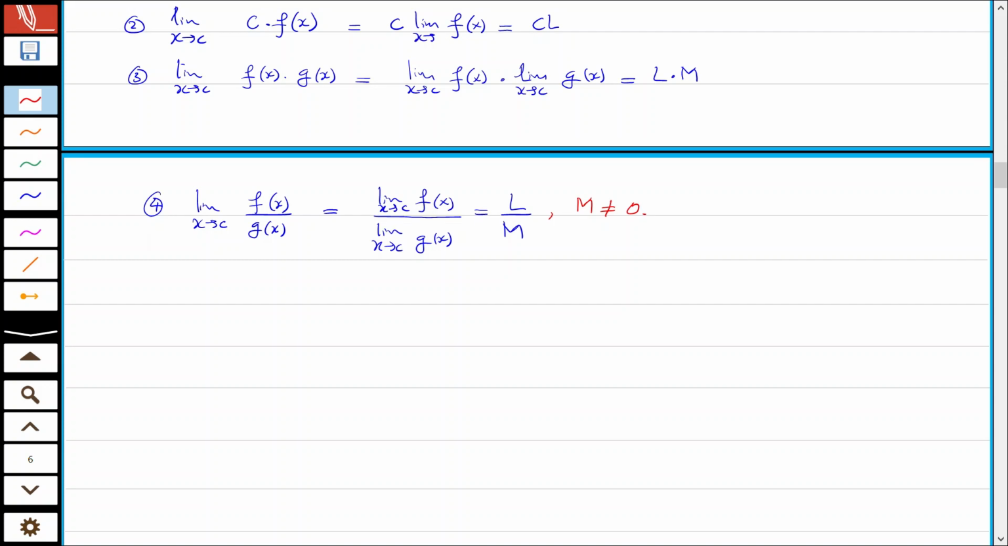That's for the quotient. Then for the power, the limit as x approaches c of f of x raised to the power n. We are taking the limit, but f is under a power n. Again, you can take the limit inside f of x and then raise to the power afterwards, L to the power n.